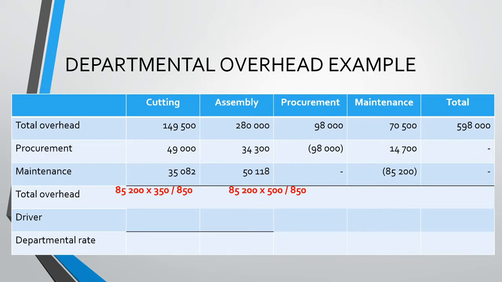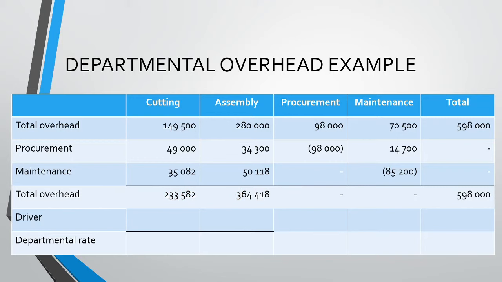Now for the maintenance department, notice that we have allocated out the original overheads of 70,500 plus the allocation from the procurement department of 14,700, which gives us a total of 85,200 Rand. Notice again that we do not allocate to the procurement department as it has already been closed off. So if we add the 35,082 Rand and the 50,118 Rand, we arrive back at our total overheads for the maintenance department of 85,200 Rand.